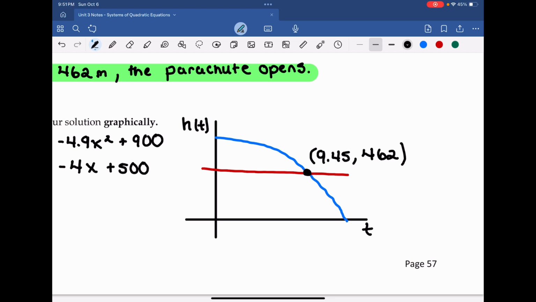There we go. Perfect. And then what we could do is sketch it like this is a specific time. And then if I did my horizontal line across that point, it would look something like there. There we go. And then you could say this is 9.45 down here, and that this is 462 over here. Now, obviously that's a little extra, but that works for us.